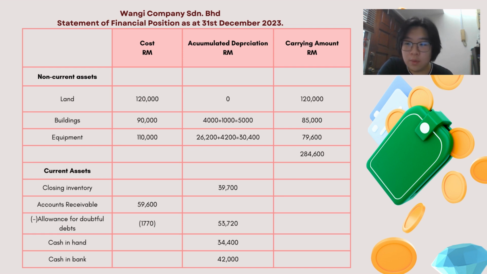After that, we open three rows, which is cost, accumulated depreciation, and carrying amount. And first of all, in the statement, we need to list out our non-current assets, which is land, buildings, equipment, and the current assets, which is closing inventory, account receivable, allowance for doubtful debts, cash in hand, and cash in bank.